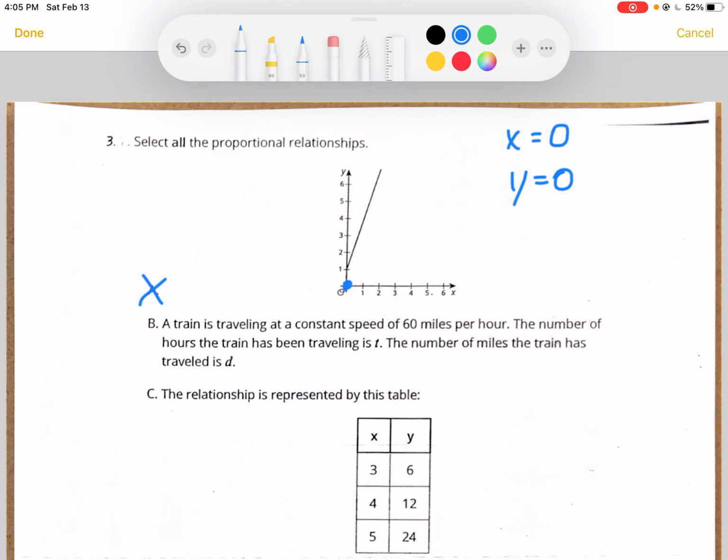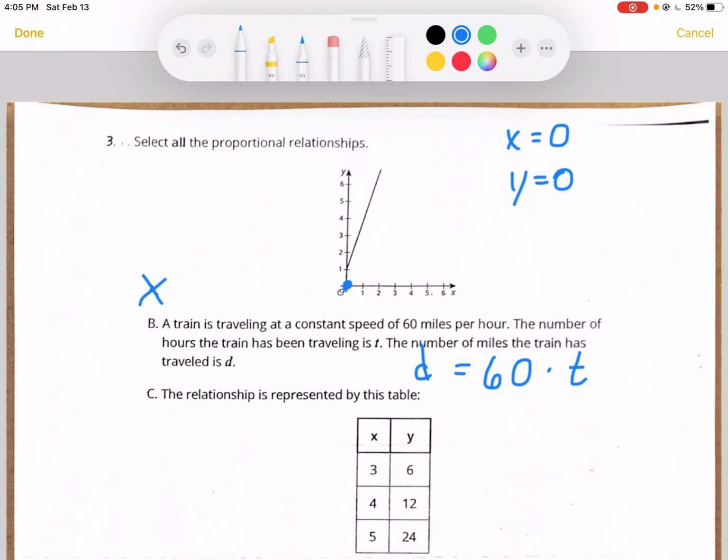Part B gives us a little word problem. It says a train is traveling at a constant speed of 60 miles per hour. The number of hours the train has been traveling is T. The number of miles the train has traveled is D. So we're basically going to be taking 60 miles times however many hours. That's going to equal the distance traveled.